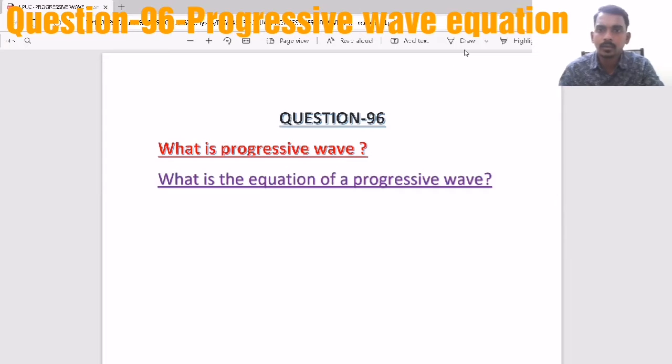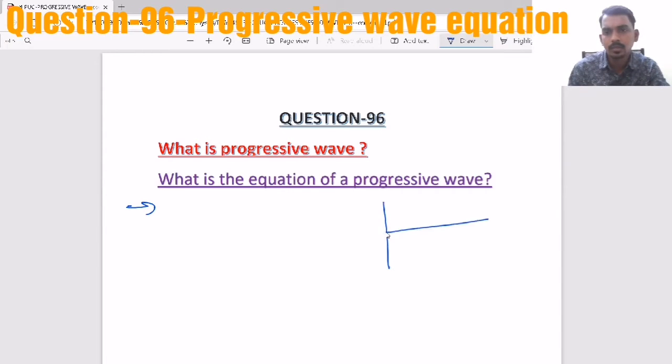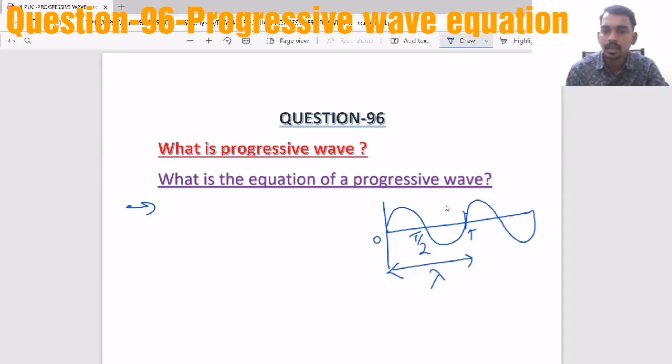Now we are going to study question number 96, which is related to progressive waves. So what is the equation of a progressive wave? When you consider a progressive wave, the displacement variation we represent like this, so that this is one complete vibration, and the distance traveled by the wave in one time period is one wavelength. Such a wave that starts from one point and keeps propagating continuously in one direction is called a progressive wave.